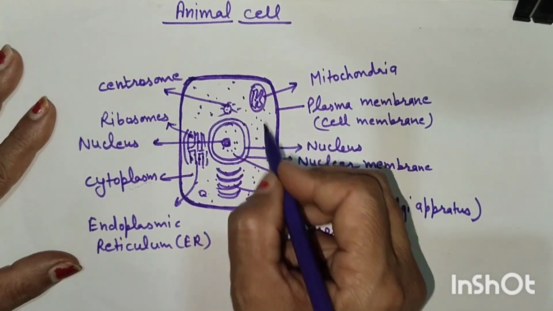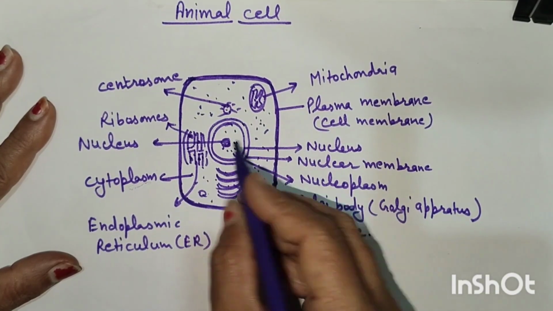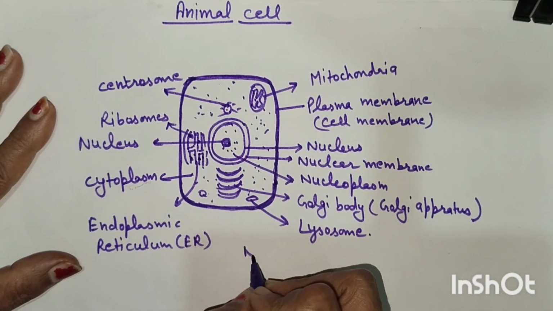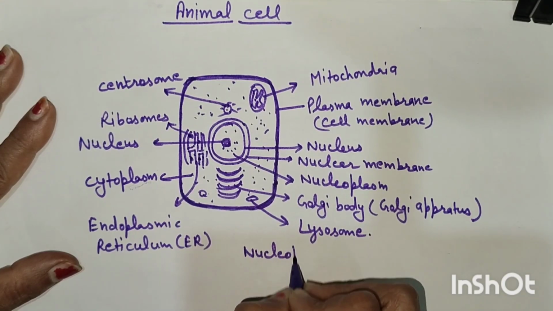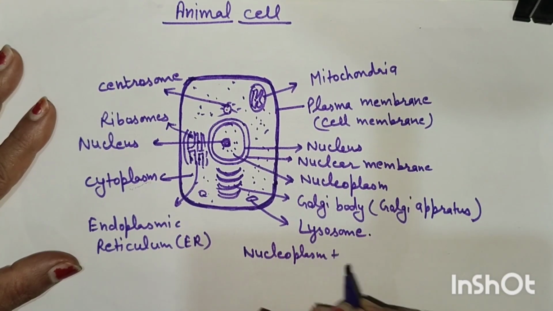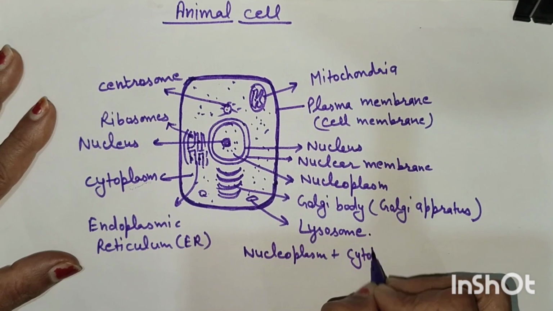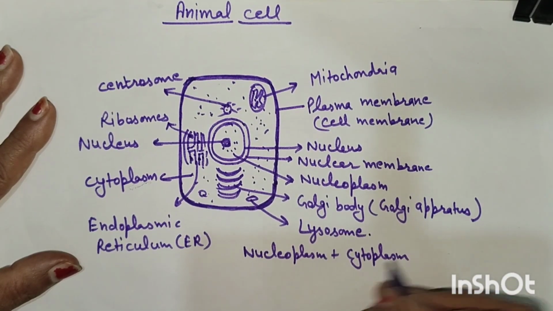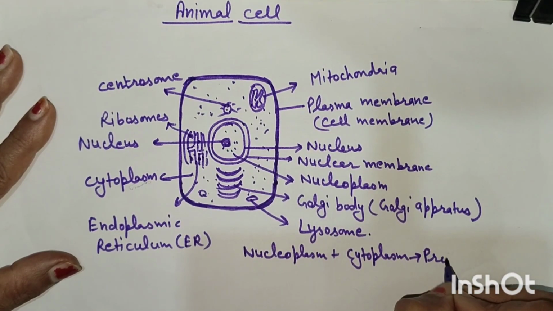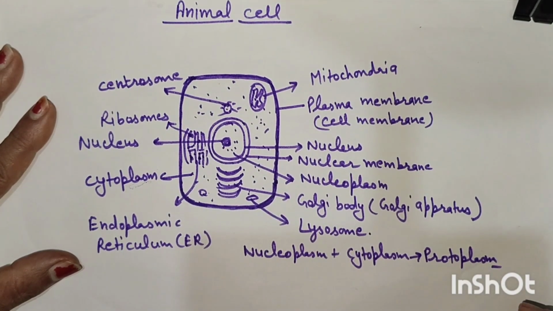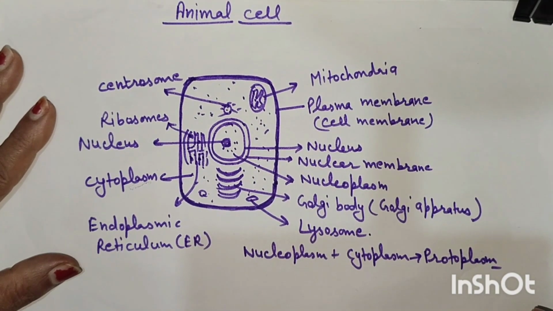This liquid is called cytoplasm. But nucleoplasm plus cytoplasm both form the protoplasm of the cell. It is the living material of the cell. This is the animal cell or human cell.